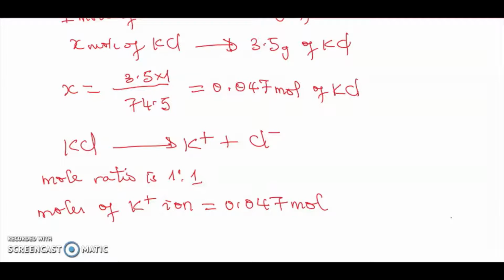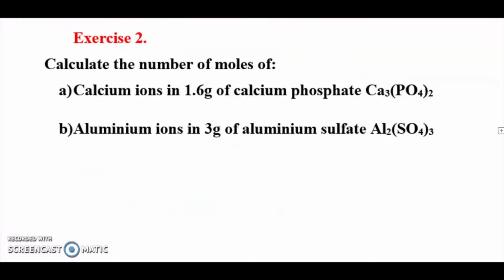Okay, so go ahead and try these exercises. Pause the video and try these exercises. Calculate the number of moles of A, calcium ions in 1.6 grams of calcium phosphate, and B, aluminum ions in 3 grams of aluminum sulfate. So go ahead and try this.